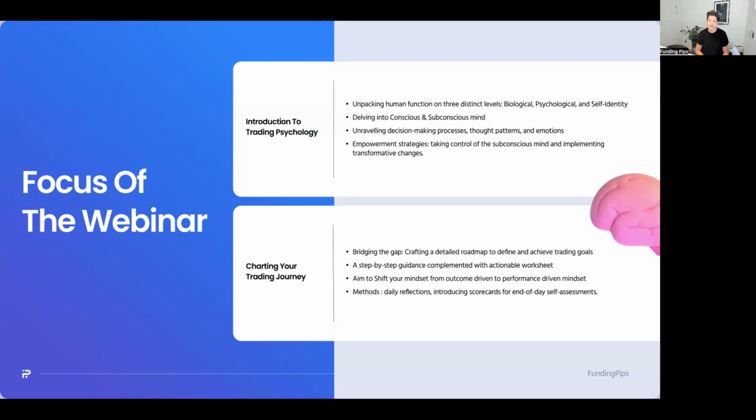Once we implement significant strategies to get you closer to your goal, you will start focusing more on your performance, on cultivating positive habits, rather than being so attached to the outcome of each trade that you engage in. So we really want to shift your focus by implementing all of those things.